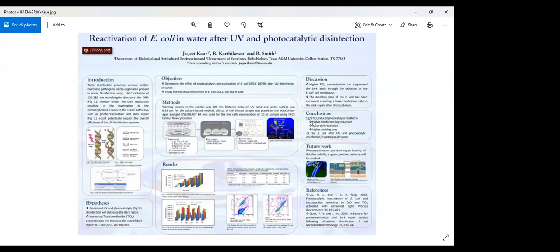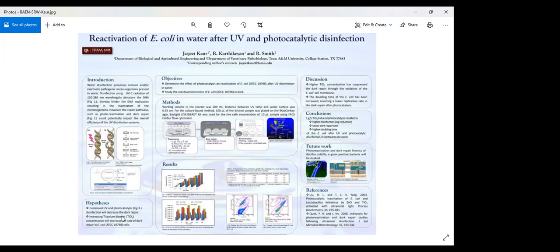What are the conclusions? They have listed down the conclusions in 3 very good points. 1 gram per liter of titanium dioxide induces photocatalysis, and it results in higher disinfection, log reduction, the same thing that we were speaking of. A substantial amount of the population of E. coli cells has died. Lower dark repair rate.